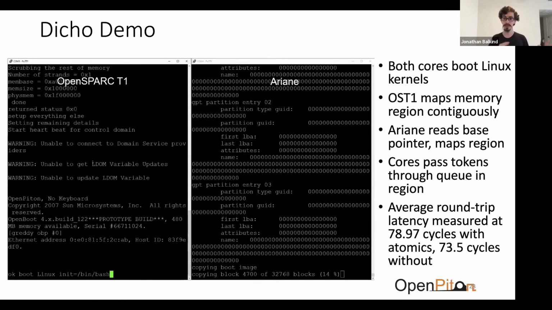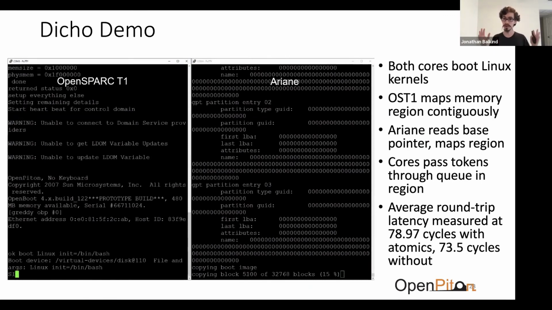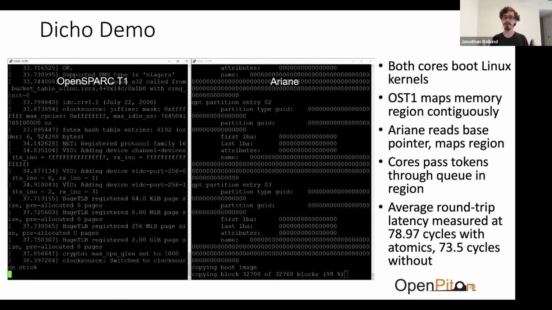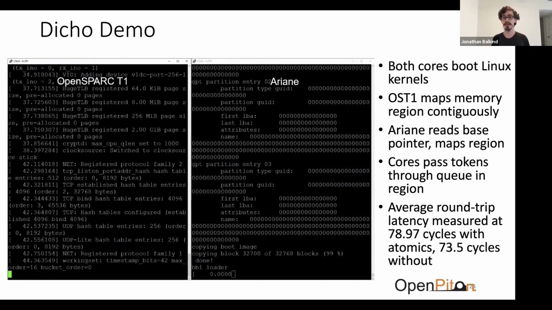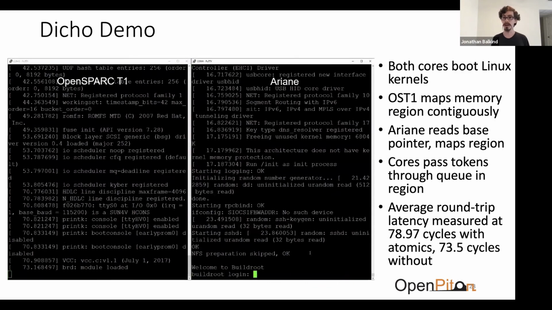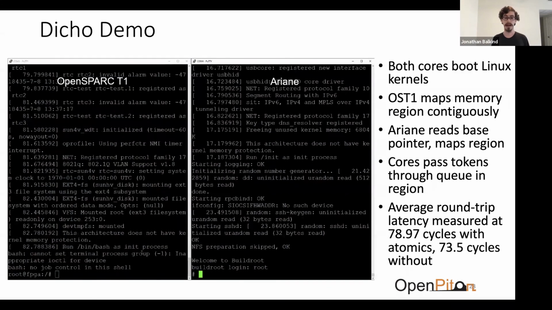And the T1 is kind of in charge. It's going to map a contiguous region of physical memory and then create virtual memory mappings for that region. That's going to be the first application that gets run. And there isn't really anything special there. It's just going to mmap, get a contiguous region from the kernel and then mmap it.